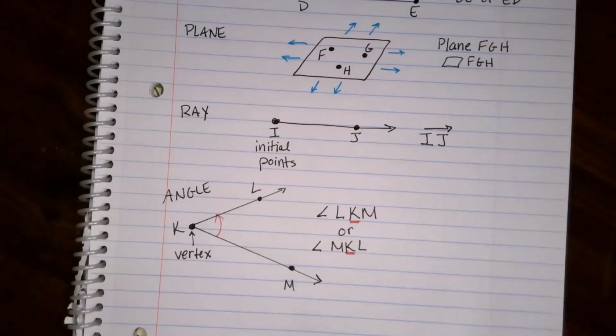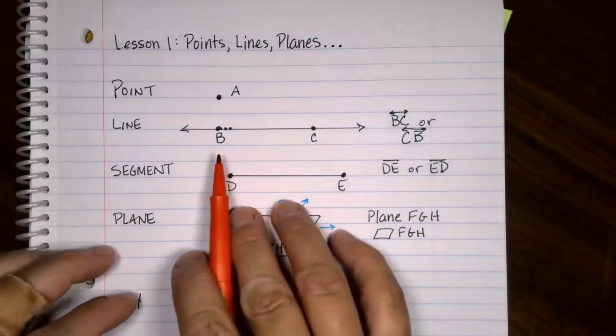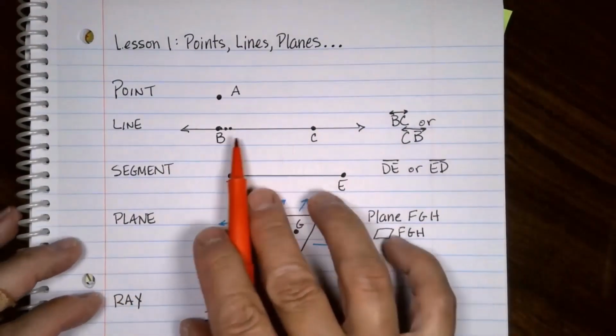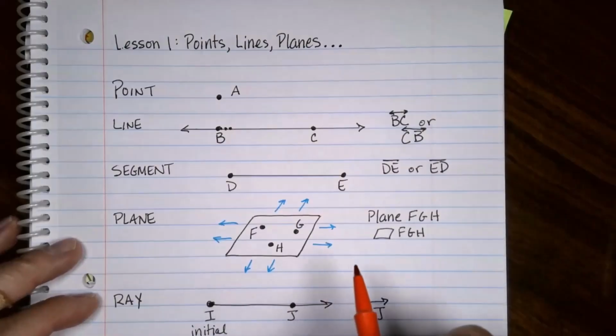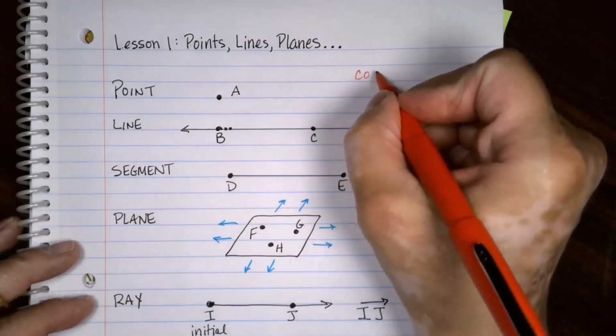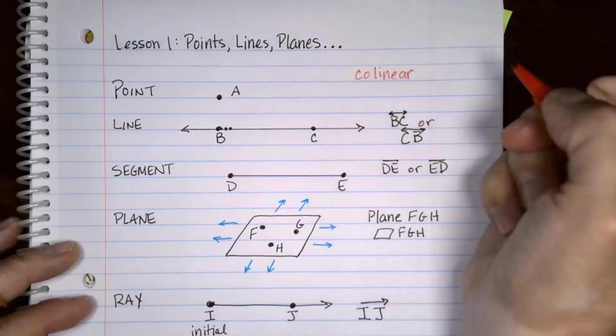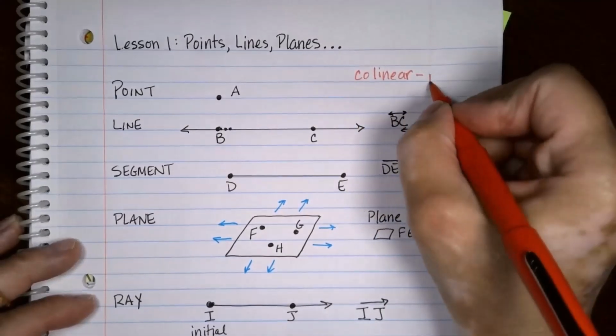Oh, hey, I almost forgot something. A couple words you need to know. Scroll back up to the top here. When you have 2 points that are on the same line, they are called collinear. So find a spot, write this in. Collinear means points on the same line.